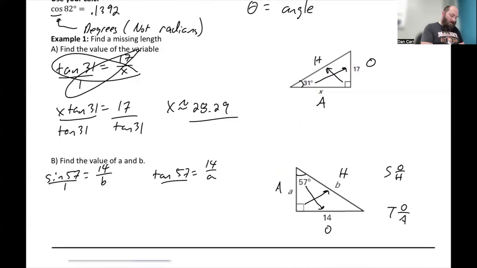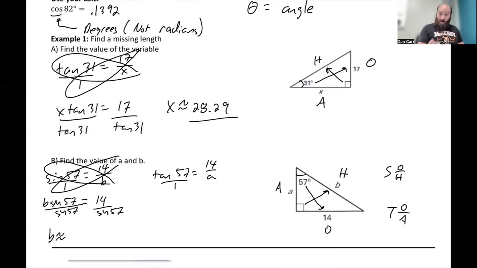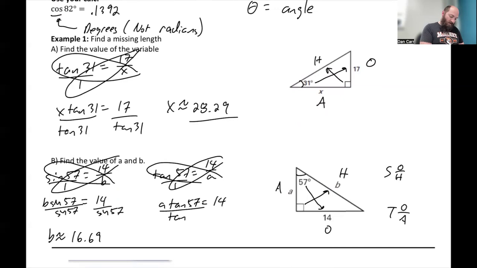It's the same exact kind of problem as last time. We cross multiply here, so b times the sine of 57 is equal to 14. Divide by sine 57 on both sides. This is what goes in the calculator: 14 divided by the sine of 57, which comes out to about 16.69. Over here, I cross multiply, so a times the tangent of 57 equals 14, and then I divide by tangent 57 on both sides. So a comes out to about 9.09 when I put that in my calculator.